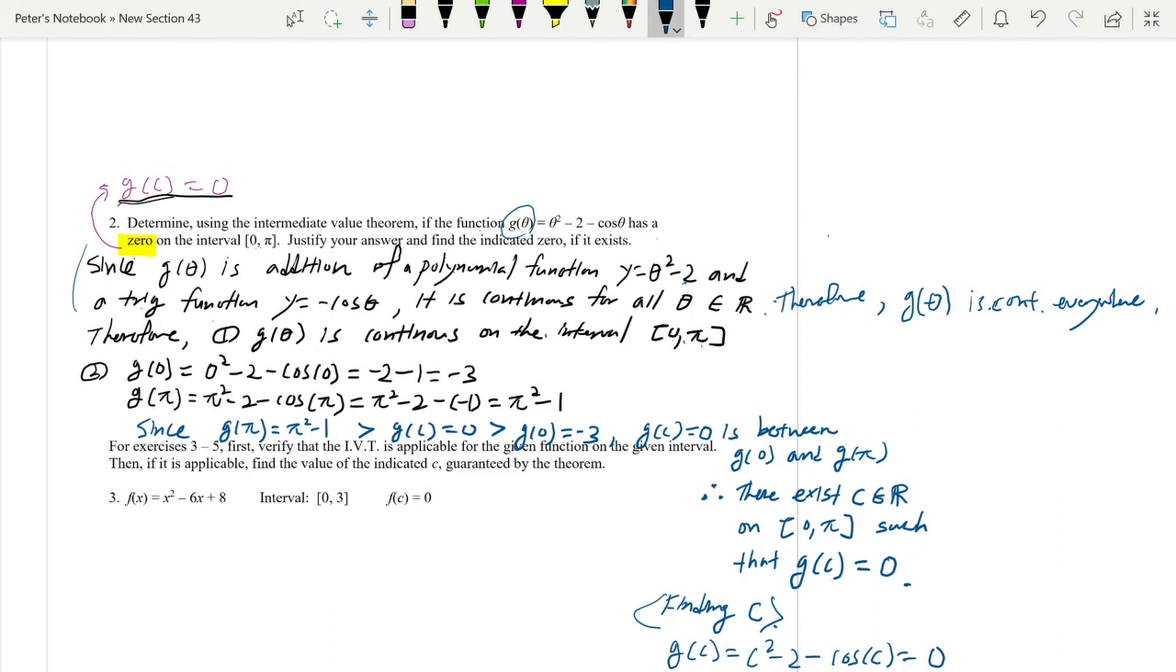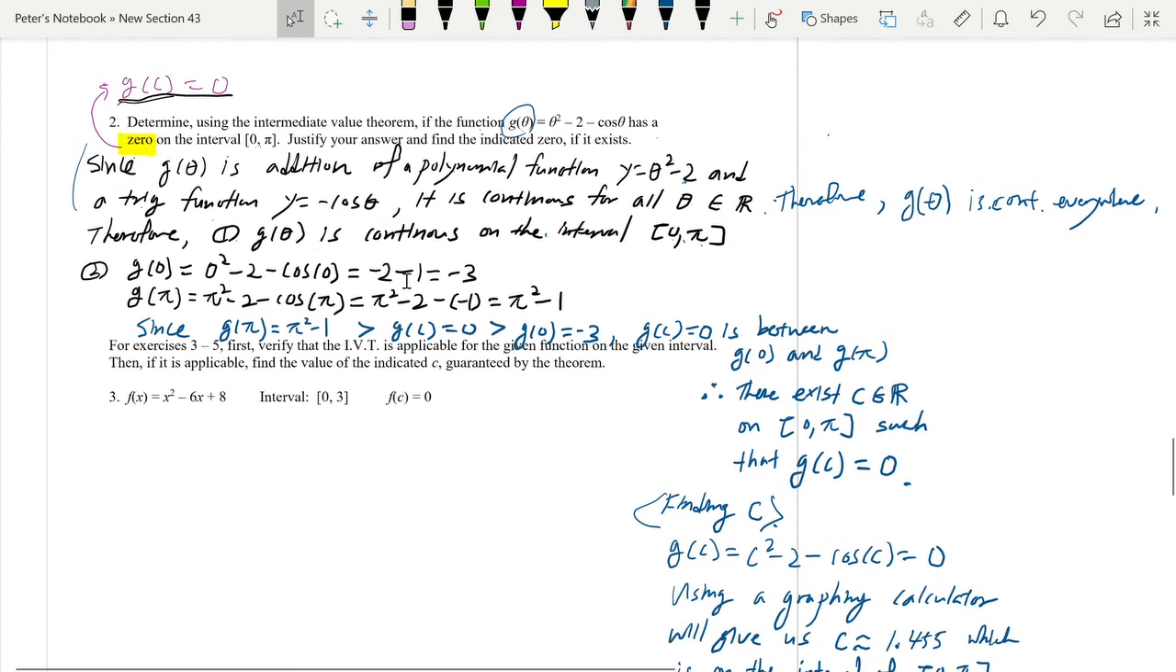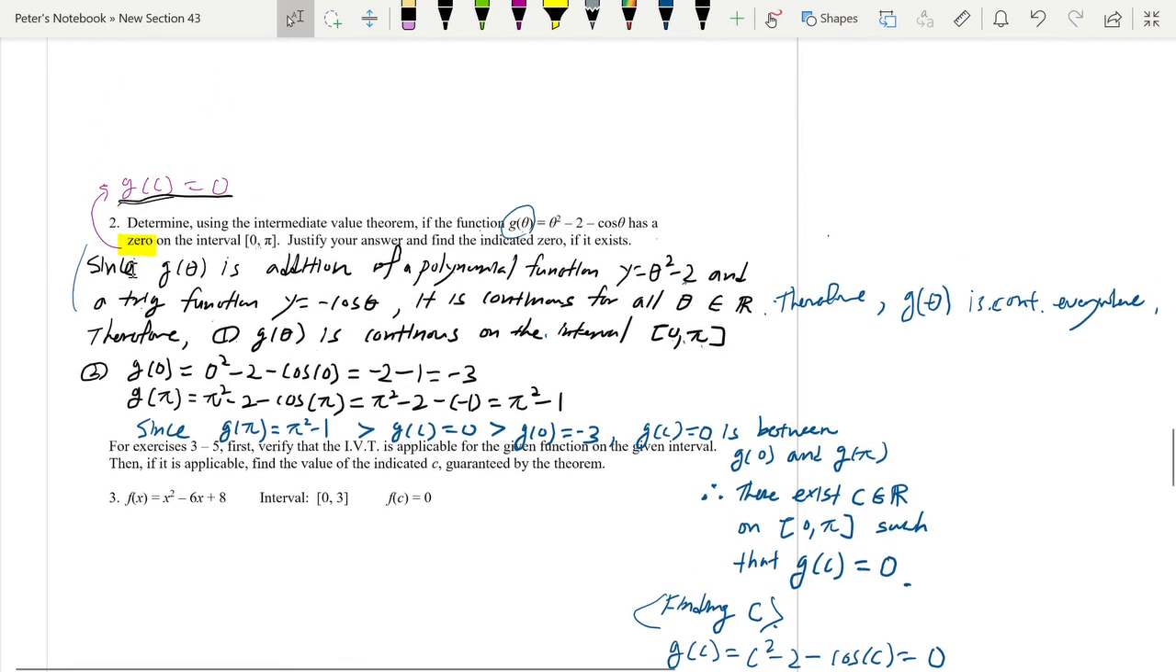Of course, because it's continuous everywhere, it's continuous in the particular interval as well. Right? So that's established. And then the next thing is my g of c between g of a and g of b, right? So g of a, our a is 0 and the b is pi.